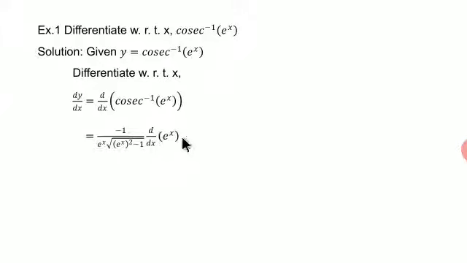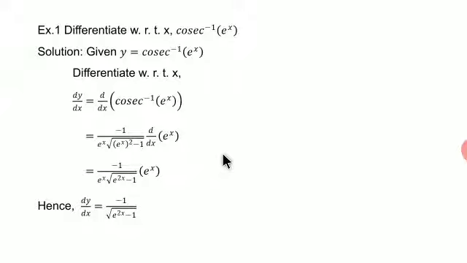Now we know the derivative of e raised to x is e raised to x. So this term becomes minus 1 upon e raised to x into square root of e raised to 2x minus 1, because e raised to x bracket square is e raised to 2x. Now this e raised to x gets cancelled with the e raised to x in the denominator. So hence we get dy by dx is minus 1 upon square root e raised to 2x minus 1. This is our required derivative for the given function.